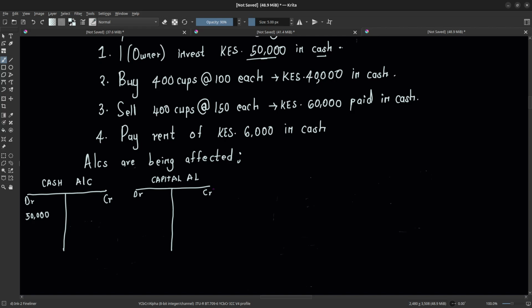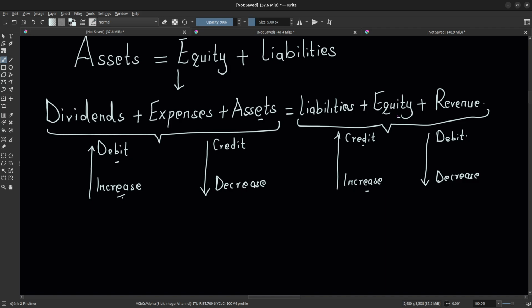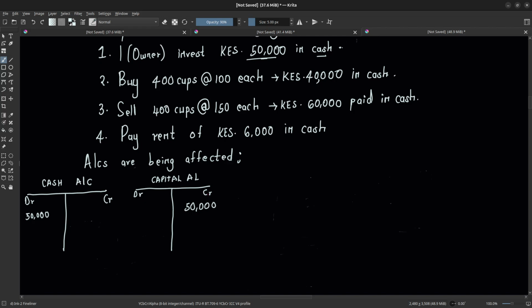What do you do to recognize this increase of 50,000 to an equity account? You credit. Don't forget, in every transaction there's usually a debit and a credit. And the reason why you are crediting here, don't forget this accounting equation that we expanded. Equity is usually on the left side of this equation, and when you want to increase that account, you have to credit. That is why we are crediting here. Okay, that is the first transaction.